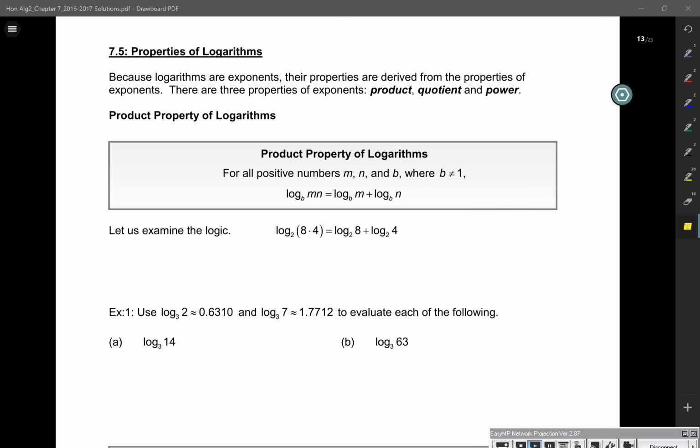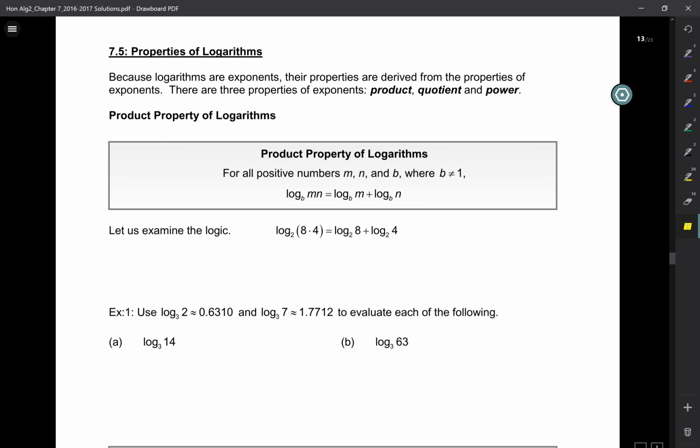All right, so today we're going to talk about properties of logarithms. And there are three properties of logarithms: the product, quotient, and the power property.